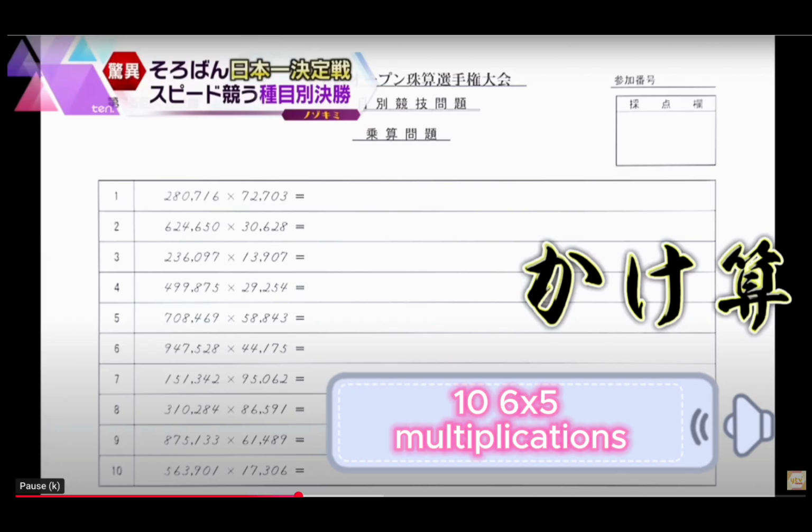Okay, this is a video from a Japanese competition. They are going to do 10 6x5 multiplications using the school method, paper and pencil. This video is of two of the best, if not the two best competitors in Japan, and it is a credible demonstration of the effectiveness of this method.